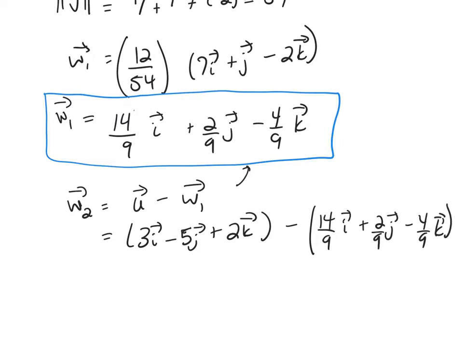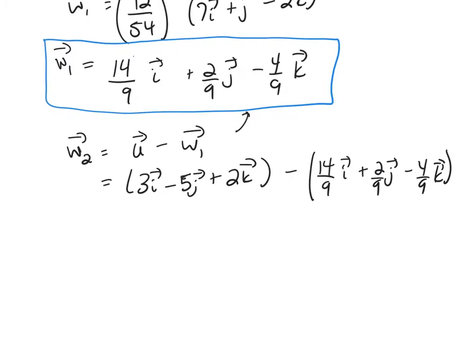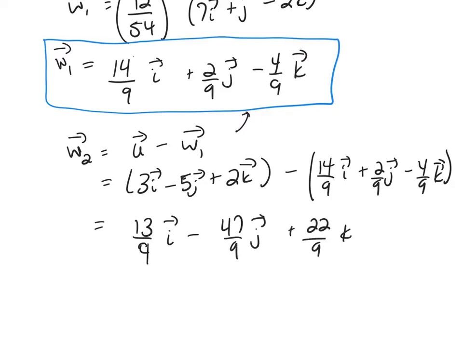And if you simplify this down, you'll get the vector 13 over 9 i minus 47 over 9 j plus 22 over 9 k. And this is my vector W2, the one that's orthogonal.